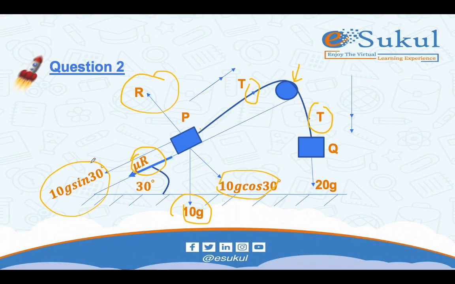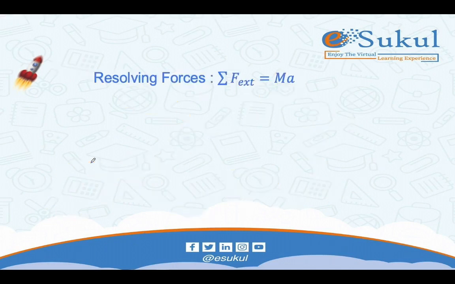On the question task, we get the acceleration of P. To get the acceleration of P, we first need to resolve the forces. So the sum of the external forces is balanced by ma.